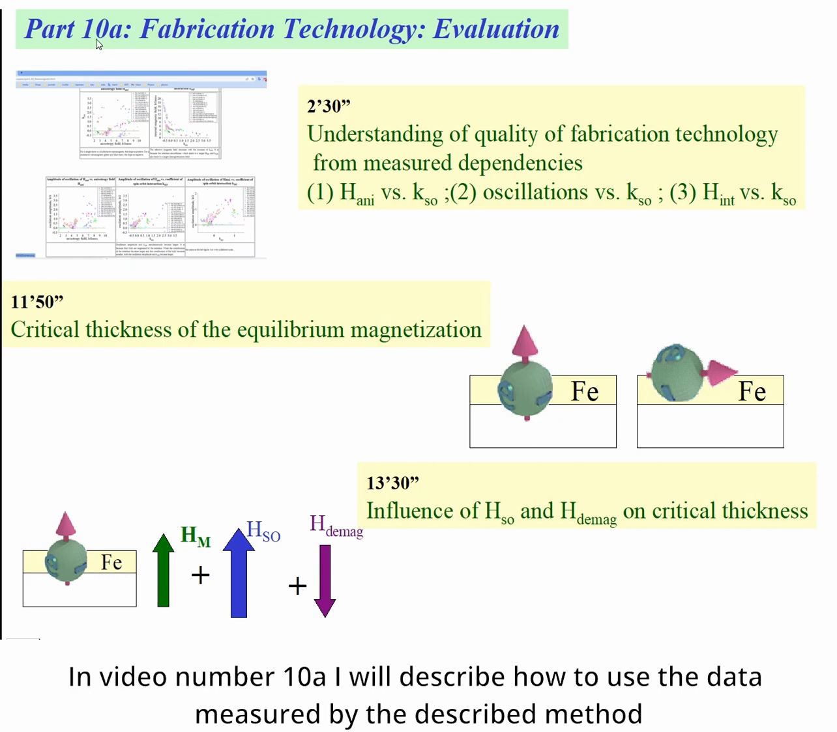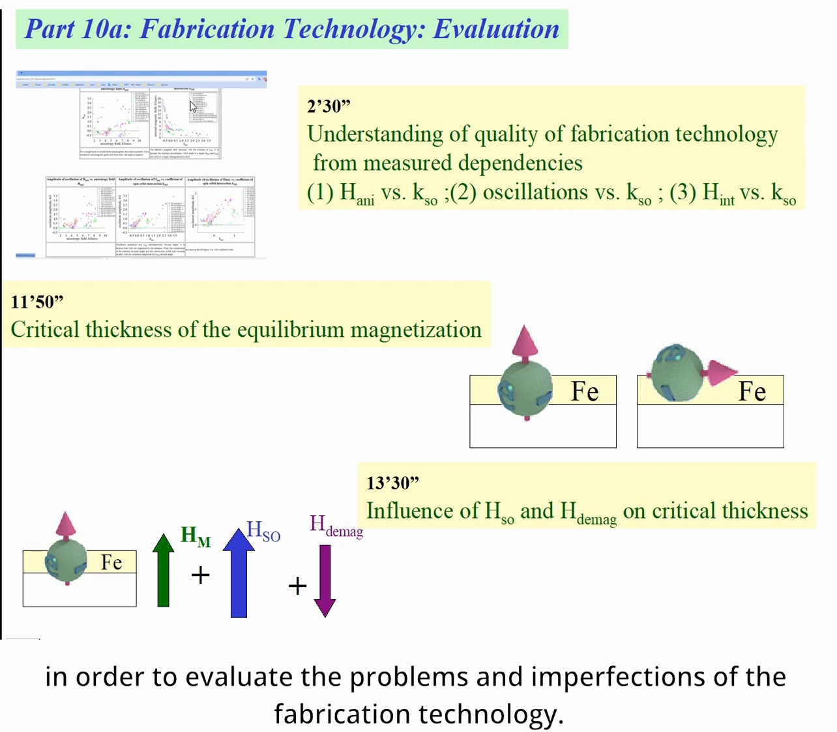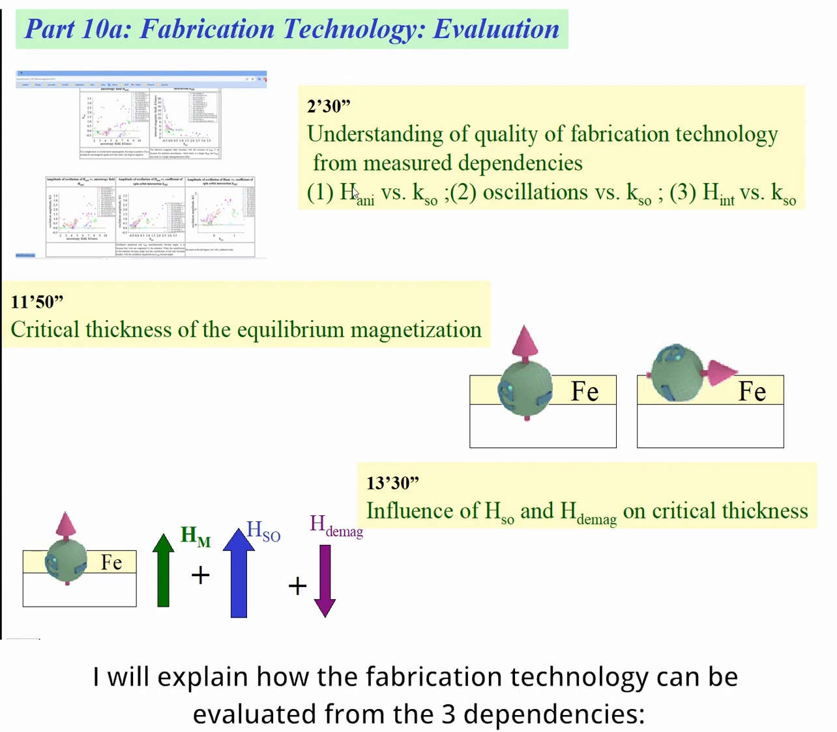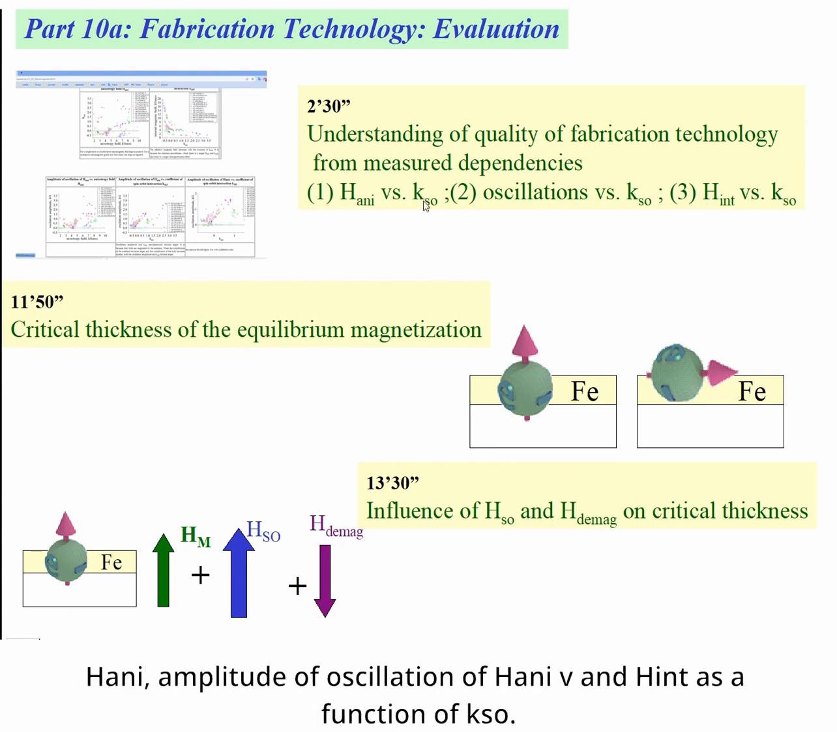In video number 10a, I will describe how to use the data measured by described method in order to evaluate the problems and imperfections on fabrication technology. I will explain how the fabrication technology can be evaluated from three dependencies: anisotropy field, amplitude of oscillation of anisotropy field, and internal magnetic field as a function of coefficient of spin-orbit interaction.